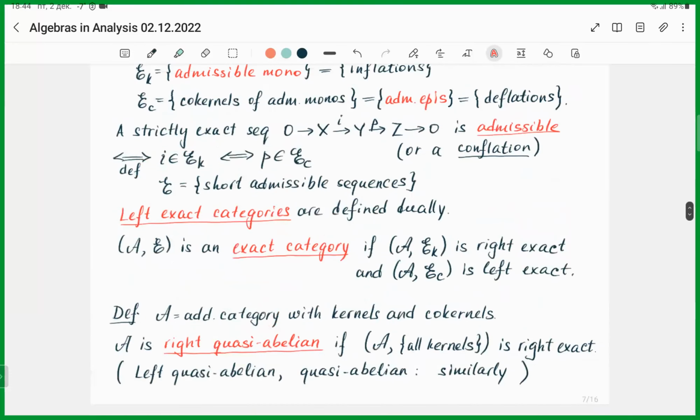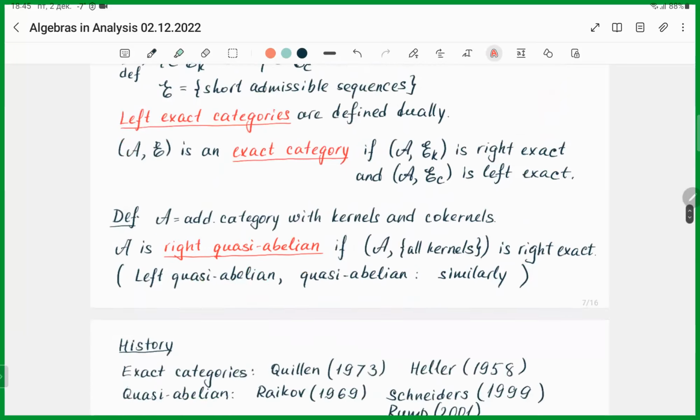An important special case of this notion is the notion of quasi-abelian and the one-sided quasi-abelian categories. So suppose that A is an additive category with kernels and co-kernels. So we assume that each morphism has a kernel and a co-kernel. And we say that A is right quasi-abelian if A, together with the class of all kernels in A, so this pair, is a right exact category. So in this case, we say that A is right quasi-abelian. And similarly, we can define left quasi-abelian categories and quasi-abelian categories.